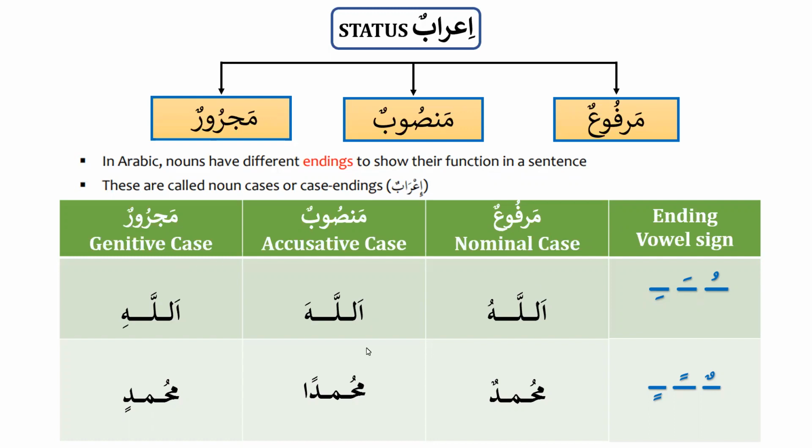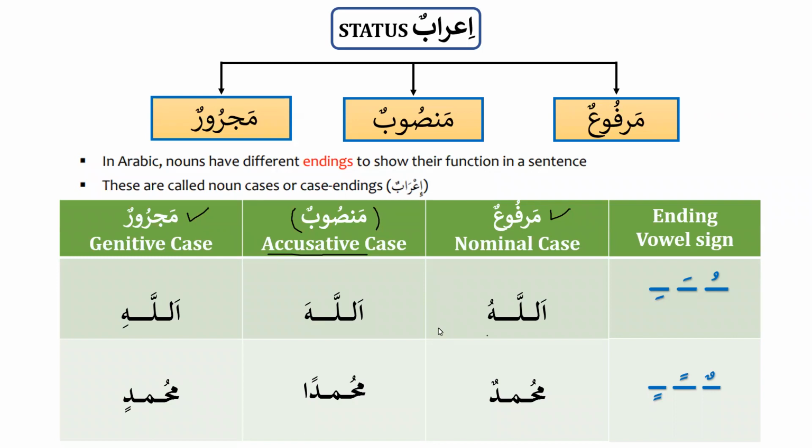We have seen that a noun has 3 states. It can be marfu', mansub, or majroor. Marfu'un is the nominal case, mansubun is the accusative case, and majroorun is the genitive case. We have discussed this in detail, and inshallah now we will focus on this, as it is very important when we start the verbs. We discuss this in the nominal sentence, but a lot more in the verbal sentence.